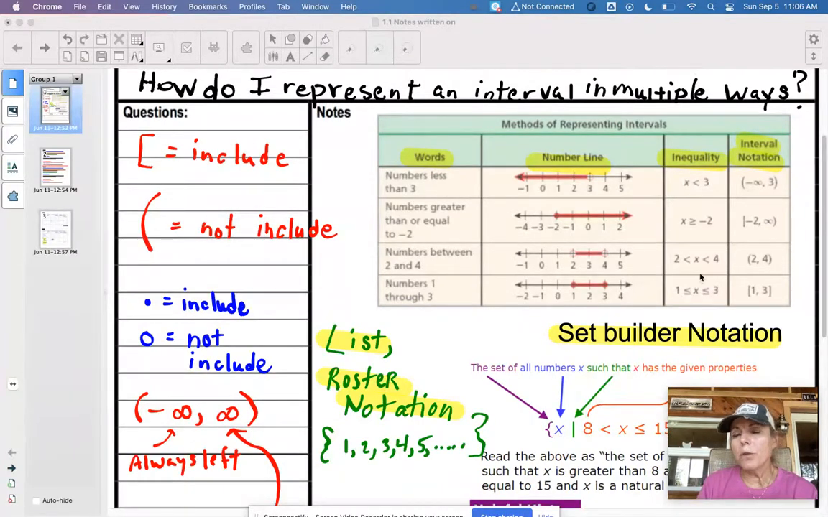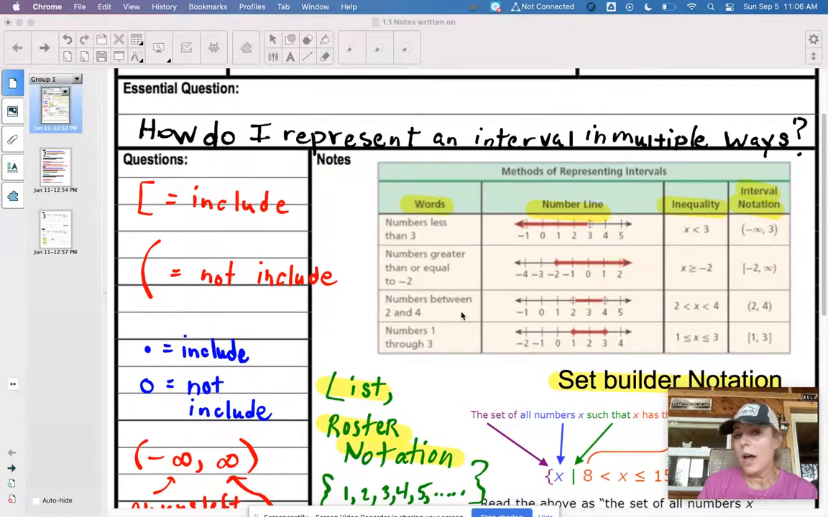So if you look at this table over here, we're talking about methods of representing intervals. Well, that's our essential question. How do I represent an interval in multiple ways? The other thing I wanted to mention is after we're done with the lesson and we've had time to practice in class, you should be able to answer the essential question. If you cannot, that means you need a little more practice. So let's go through these items right here.